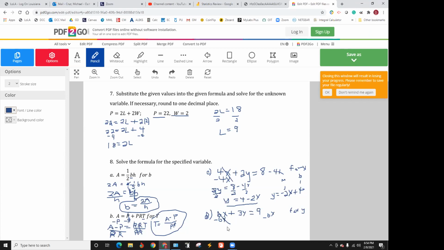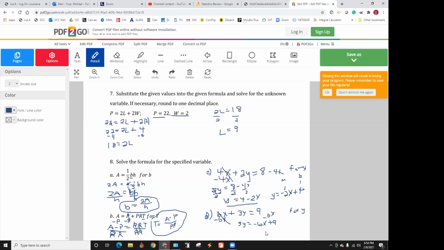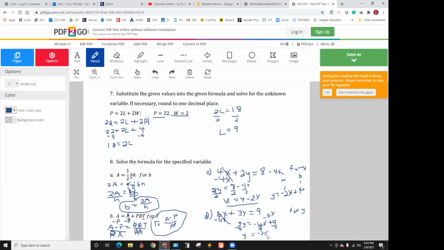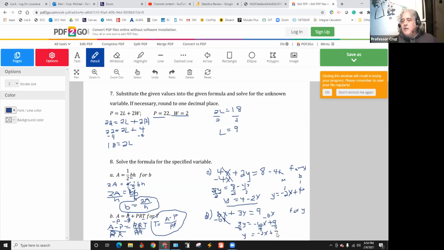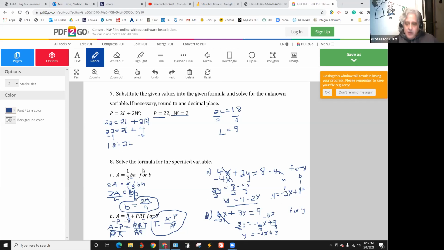Okay. So now we have 3y is equal to -6x plus 9. That's the plus 9 right there, and -6x. I just turned them around. Now divide everything by 3 to get regular y. And what is that? y is equal to -2x plus 3.